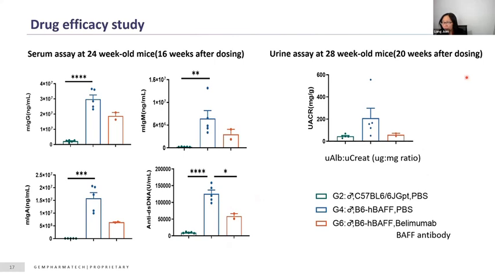More interestingly, after 20 weeks of dosing the drug, we could find a decreased level of UACR. UACR is the ratio of albumin to creatinine. It's an indicator of kidney failure. So treatment with the BAFF antibody could rescue the kidney disease.